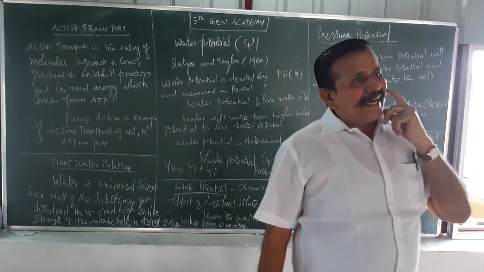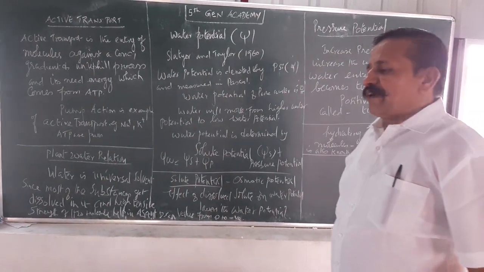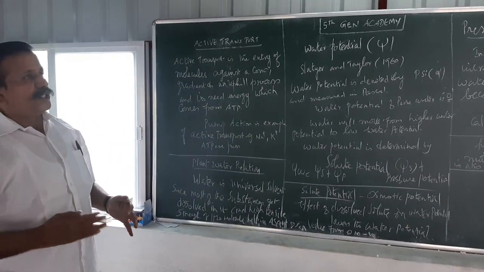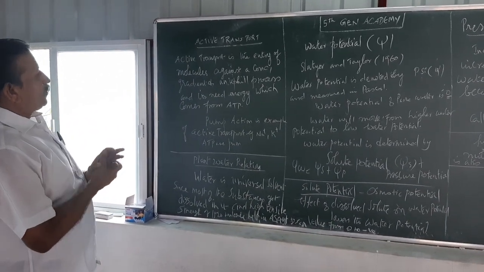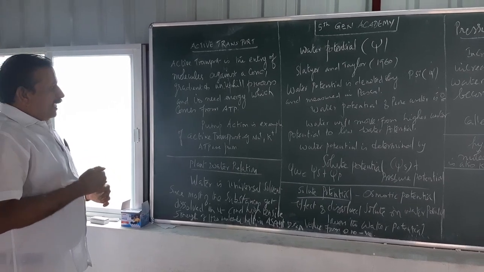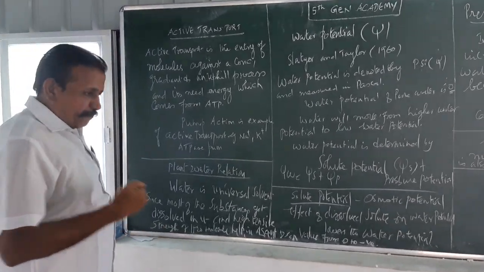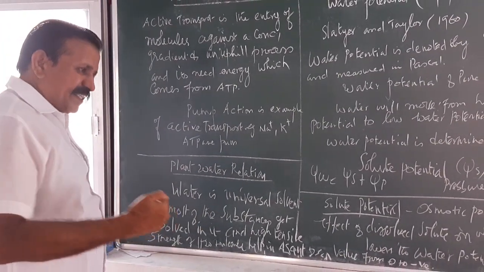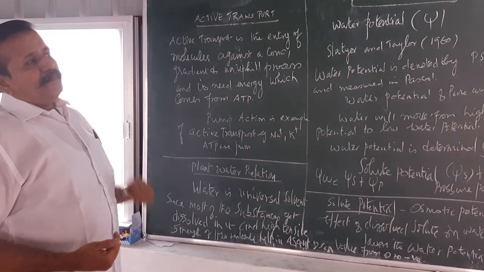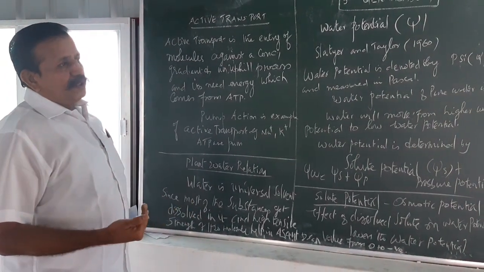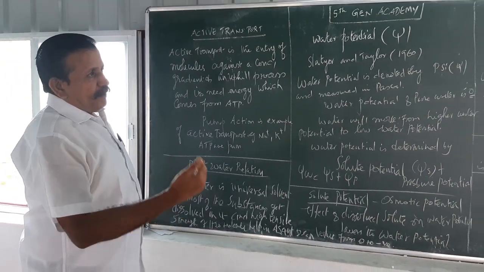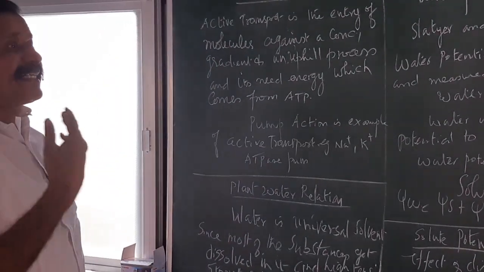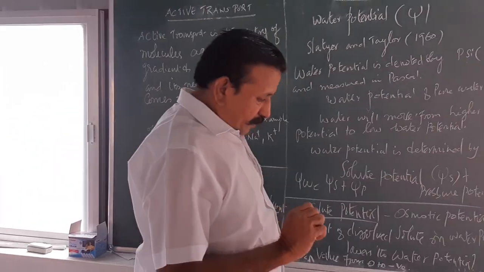So what is active transport? What is the importance of active transport? How can we decide which one is active transport? Active transport is the entry of molecules. Where do molecules enter inside the plant? Root or shoot and membrane. So active transport is the entry of molecules against a concentration gradient.